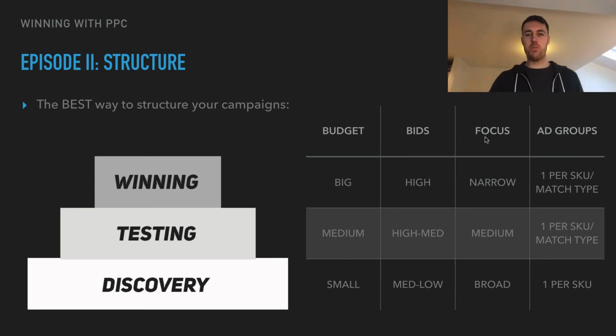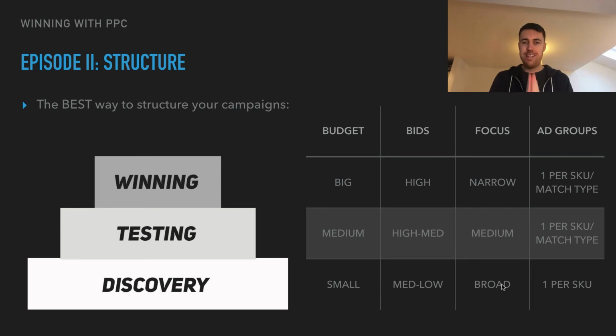And then our focus with each of these campaigns is as follows. Our discovery campaign focus is broad. It's literally automatic targeting. It's set as broad by default. You can't change that. It is as broad as it comes. Whereas our focus with our testing campaign is medium. We want to go for quite a lot of keywords, potentially 100 per ad group, or as many as you can really find. We want to test as many as we can, but we are defining the keywords that we're going after. It's not literally open sesame on Amazon's advertising doors. And then finally, our winning campaign at the top of this structure, our focus is narrow.